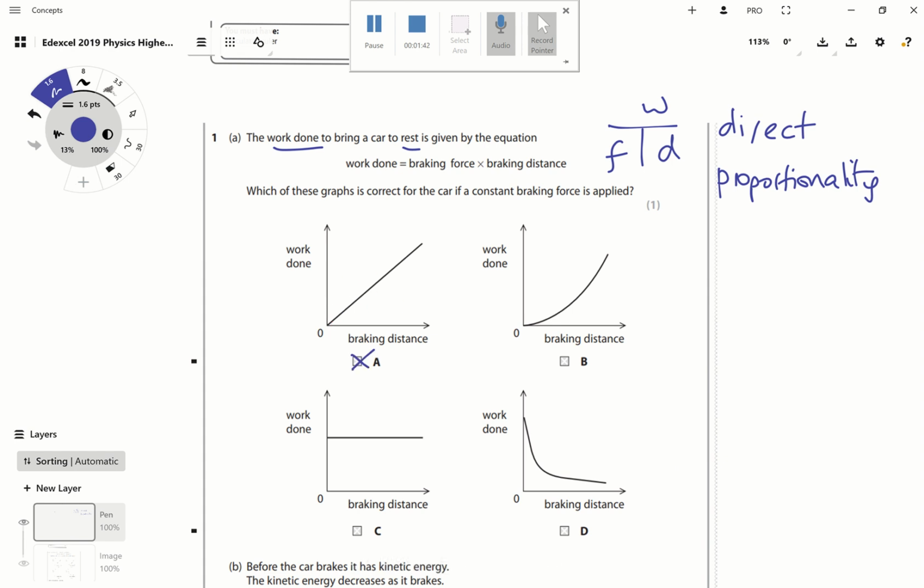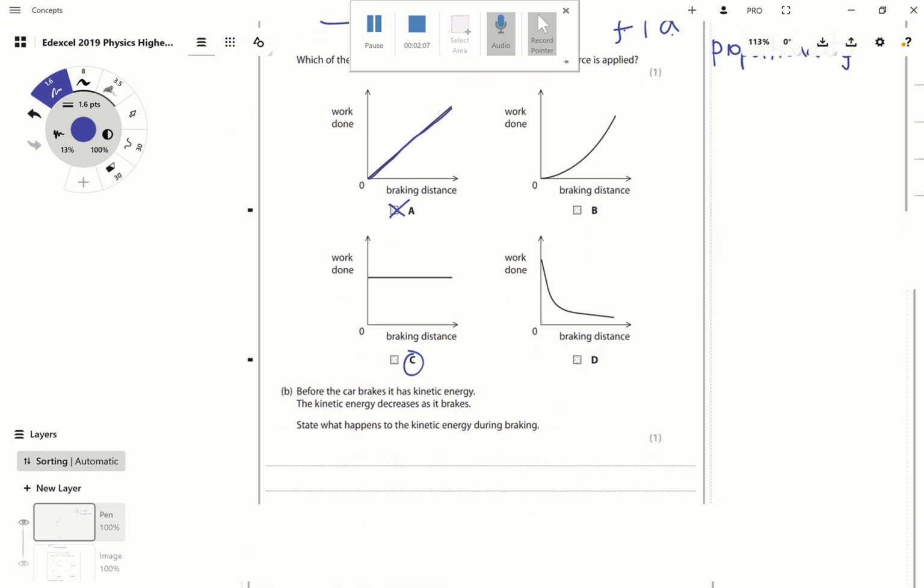Here the factors aren't related. For C, one factor doesn't affect the other, it just stays constant. This one is as one thing's changing, the other one's changing at an increasing rate, and this one is changing at a decreasing rate. So the only one it can be is A. Anytime I have an equation with three factors related, it is direct proportionality, and we know that's a straight line there. And we could fit an equation to it if we wanted.